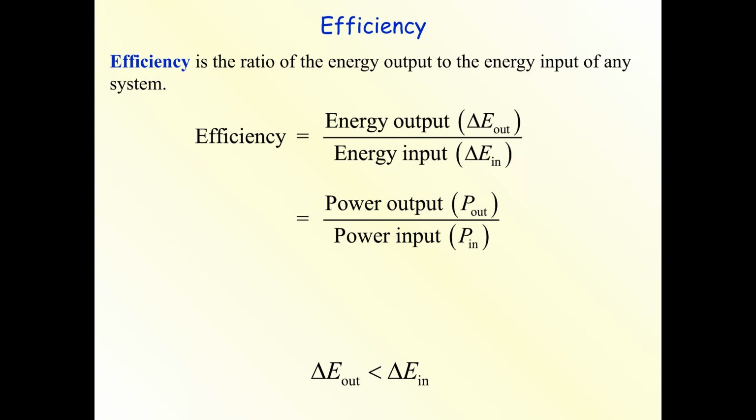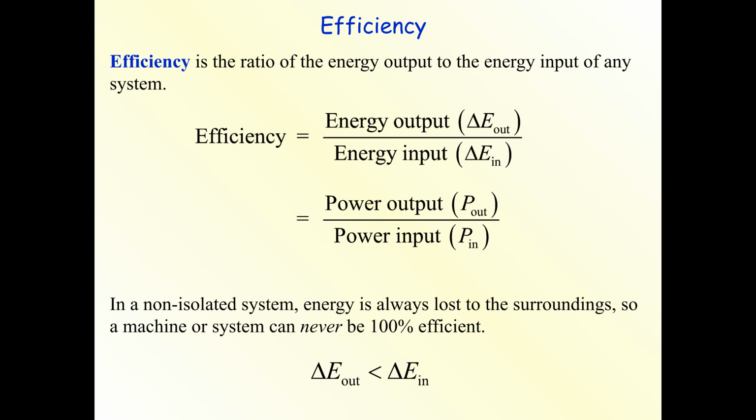Similarly, power output divided by power input can also be used for efficiency. Similar things will happen, like the power output will always be less. In a non-isolated system, energy is always lost to the surroundings, so a machine or a system can never be 100% efficient.